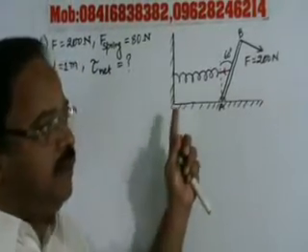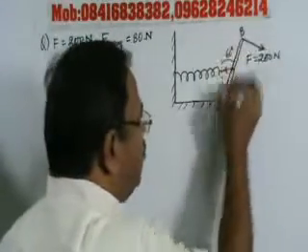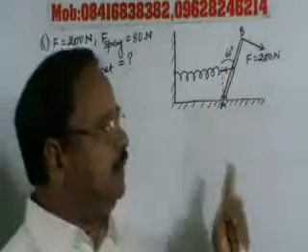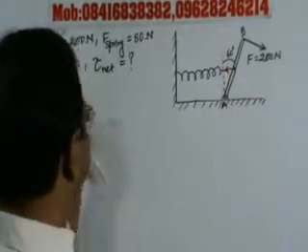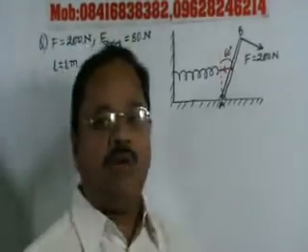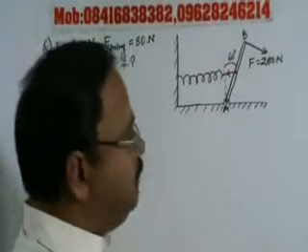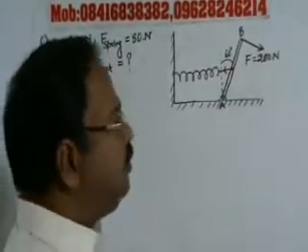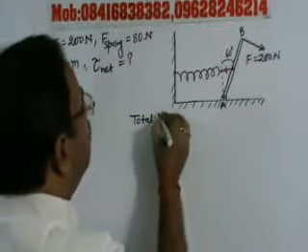The spring exerts a force of 80 Newton acting at the midpoint. This is the midpoint of the 1 meter long lever, and this is the midpoint where the spring is attached. What is the net torque acting on the lever? You have to find the net torque acting on the lever. Now the length of the lever is 1 meter. So let us say we have to calculate the total torque.